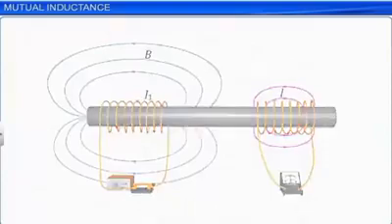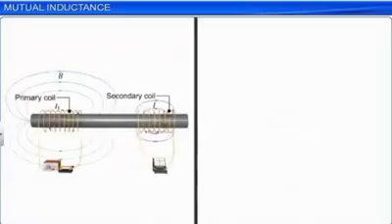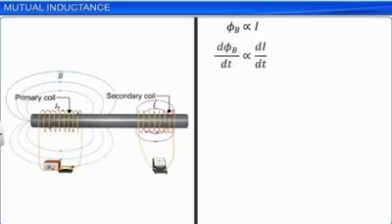The magnetic flux in the secondary coil, φB, is directly proportional to the current I in it. The variations of the current in the secondary coil are directly proportional to the variations in the magnetic flux. Thus, the rate of change of flux is directly proportional to the rate of change of current.